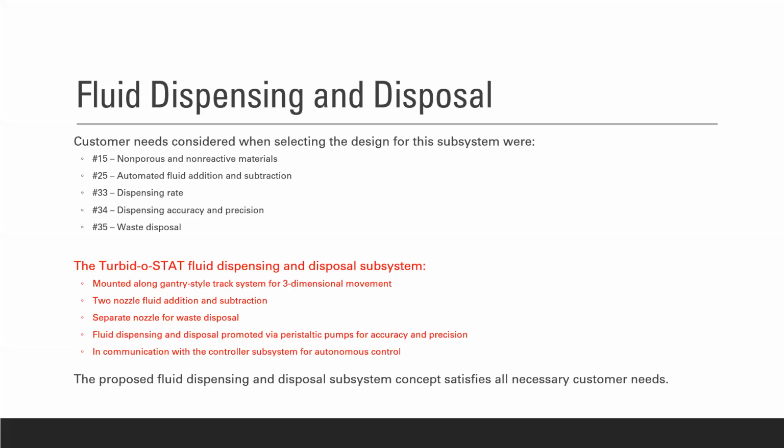Okay, moving on. Going over some customer requirements based on how our design met those requirements. Our turbidostat can accomplish the fluid dispensing and disposal needs by having an XYZ gantry style track system, which I will go on further in the middle of the presentation, and 2 nozzles, which include fluid addition and subtraction. One of these nozzles is separated for waste disposal and sterilization. Our fluid dispensing and disposal system is generated via peristaltic pumps, which include accuracy and precision. And this is all in control with our controller system.